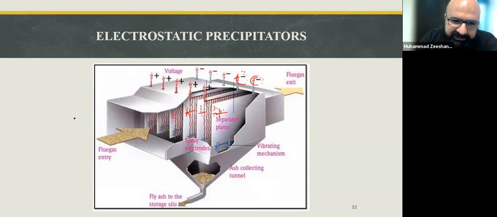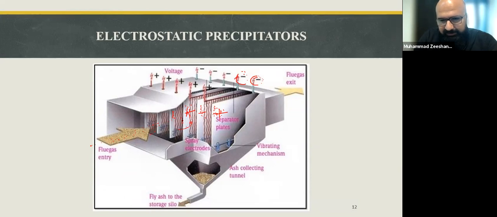So when we pass dirty gas through these channels, which are formed by the spacing of these plates, the particulate matter gets charged due to the charge on these plates. And then the oppositely charged particle is collected due to electrostatic attraction. As we know, oppositely charged bodies attract each other. So if the PM is charged positively, the negative plate would attract it, and that particulate matter would be collected on that plate.